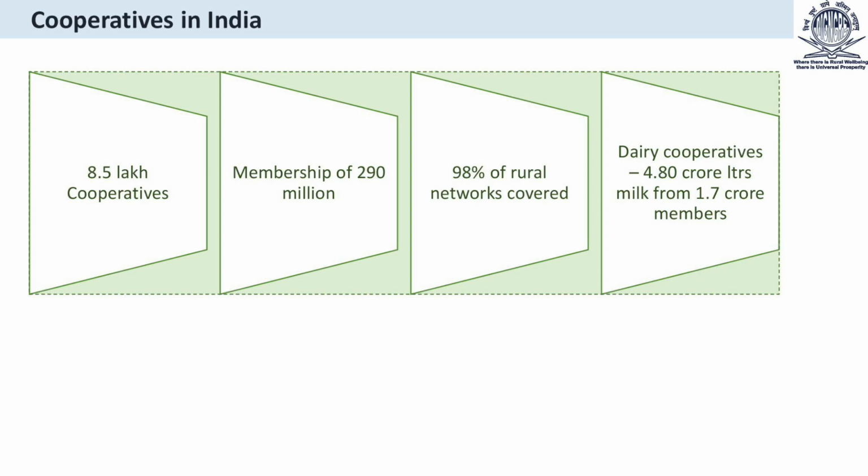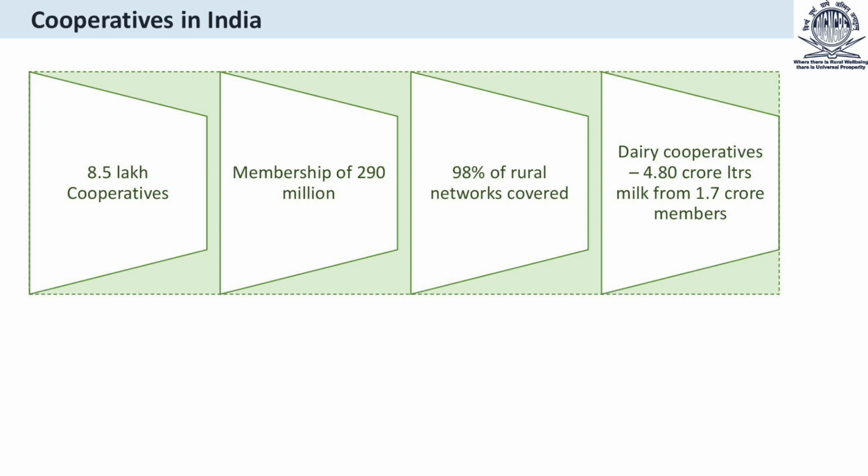98% of rural networks are covered by cooperatives. As per a study done in 2018, the percentage of cooperative members in the total population has increased from 3.8% in 1950-51 to 22.2% in 2016-17, which means there has been a significant increase.